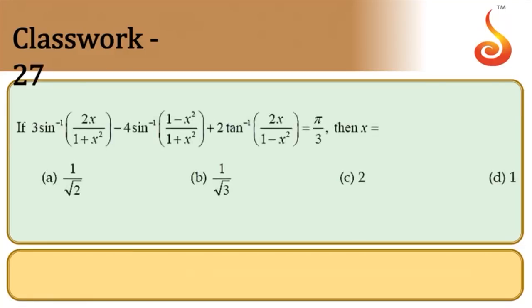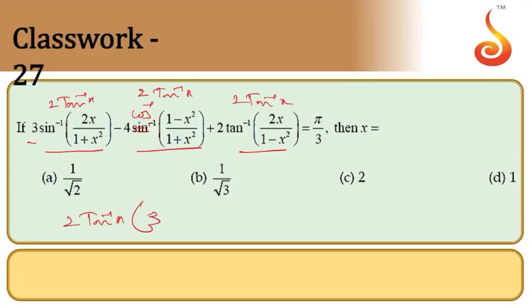So let me take up the next one. This is not sin inverse, this is cos inverse of x. This is the actual question. We know sin inverse of 2x by 1 plus x square is 2 tan inverse of x. And cos inverse of this is nothing but 2 tan inverse x. This also is 2 tan inverse x.